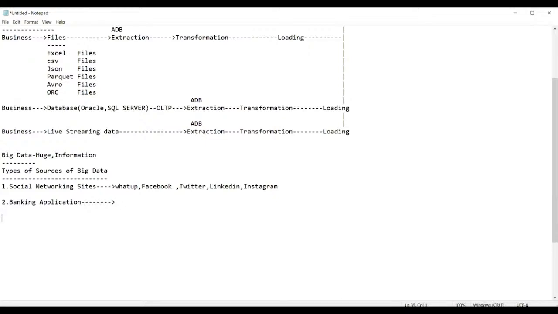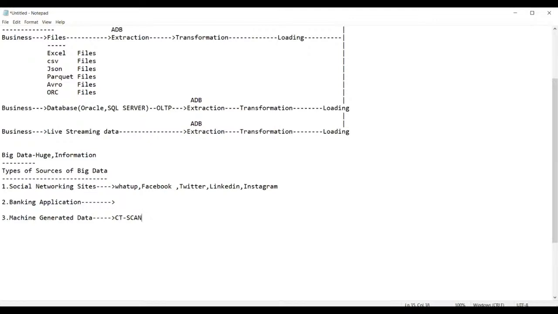Then we can also get data from machine generated data. What do you mean by machine generated data, guys? The data which is generated by a machine. Suppose you have a CT scan machine, which scans the human body.